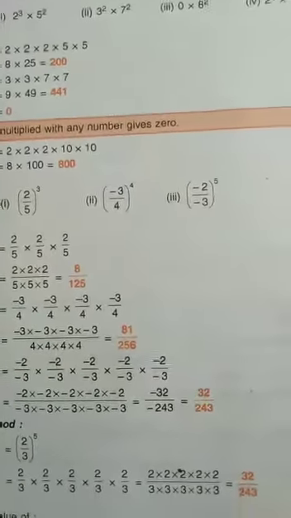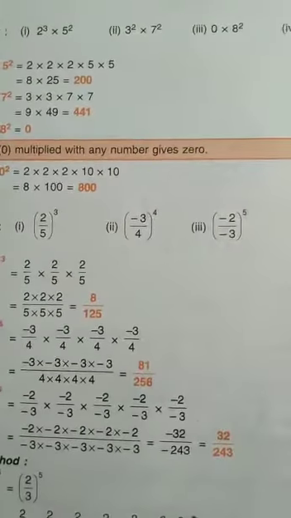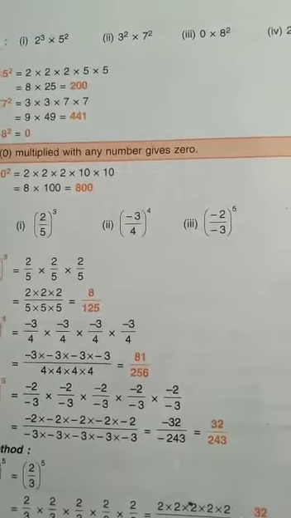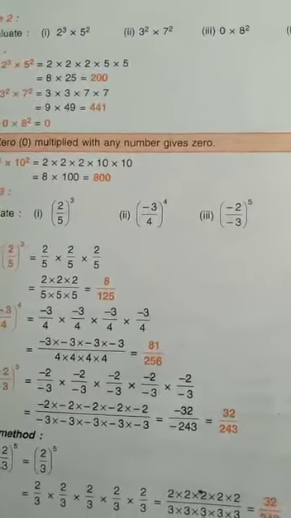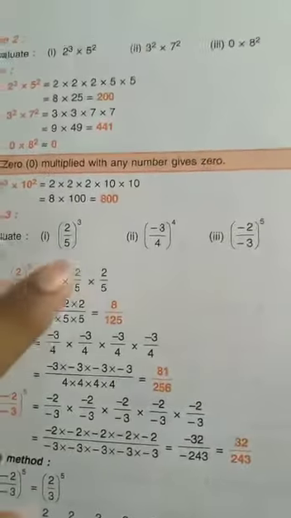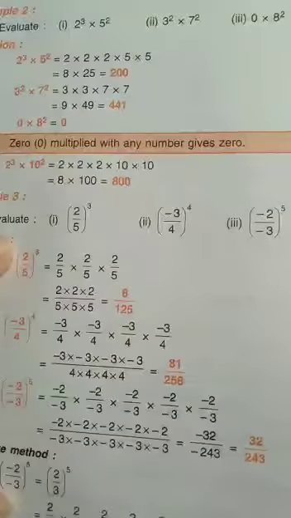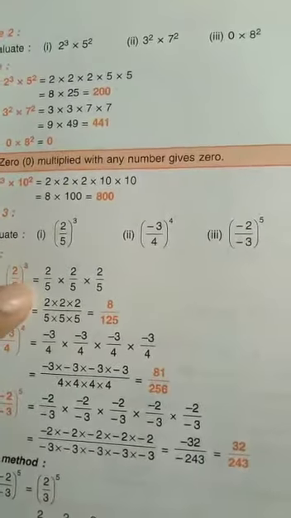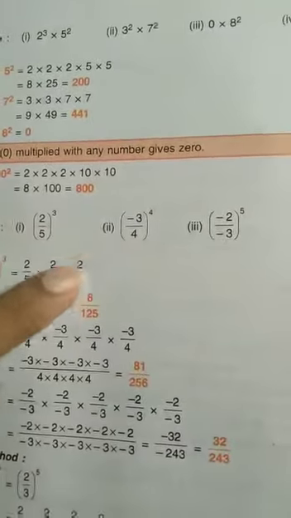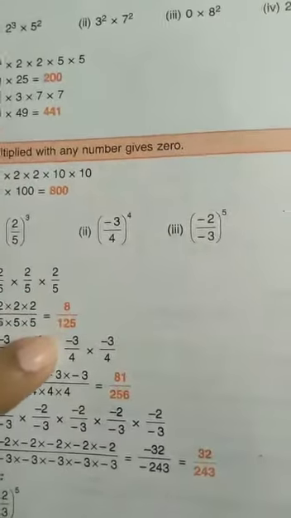Okay. Now example 3. If we consider 2 by 5 whole to the power 3, we know that it means 2 into 2 into 2 by 5 into 5 into 5. That means we need to multiply 2 by itself 3 times, divided by the 5 multiplied by itself 3 times. Or we can write it like this: 2 by 5 whole to the power 3 means we multiply 2 by 5 with itself 3 times. So 2 by 5 into 2 by 5 into 2 by 5. That means 2 into 2 into 2 by 5 into 5 into 5, which is 8 by 125.